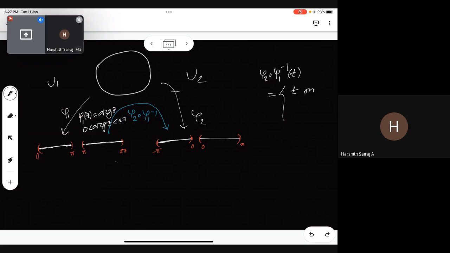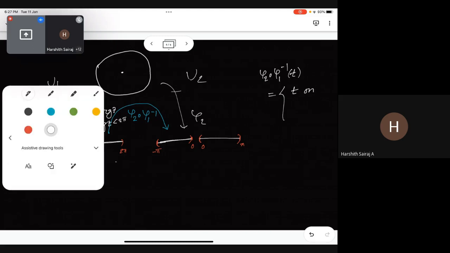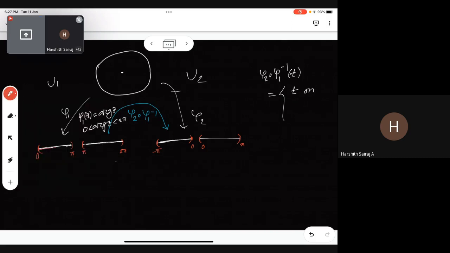Anyway, that's fine. So we have this first interval. Let's color it red here. It's the first interval, 0 to 2 pi. Under the inverse of the argument map, it goes to the interval right here.